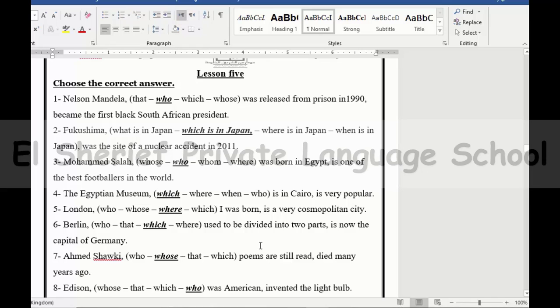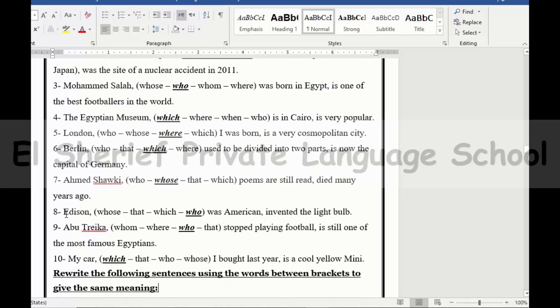Number 7. Ahmed Shawqi, whose poems are still read, died many years ago. So Ahmed Shawqi whose poems. Number 8. Edison, who was American, invented the light bulb. So Edison who was American. Number 9. Abu Trika, who stopped playing football, is still one of the most famous Egyptians. So Abu Trika who? Number 10. My car, which I bought last year, is a cool yellow Mini. So my car which I bought last year.